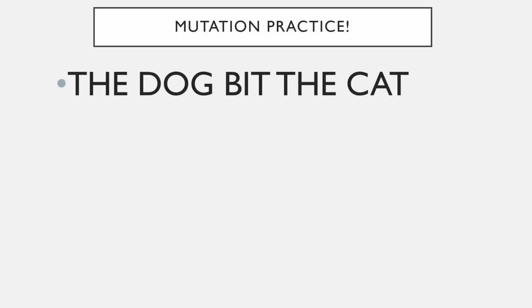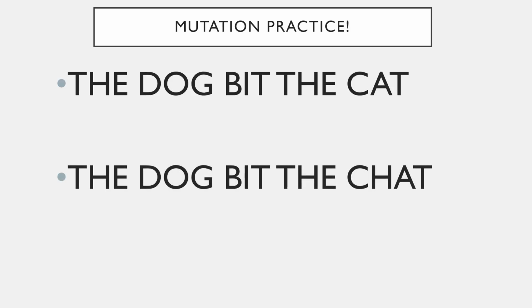I still have the same sentence for this example. So we still start out with the dog bit the cat. And then what we're going to do is add another base in. So we're going to add another letter in that's not supposed to be there, and it will change the sentence. So this one says, the dog bit the chat. Again, kind of makes sense, but not really. Definitely different from the original sentence, right? They're not identical. It's changing the meaning, which really is what happens with mutations. It changes the meaning of that DNA code.